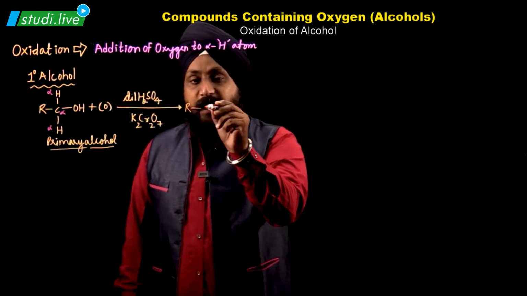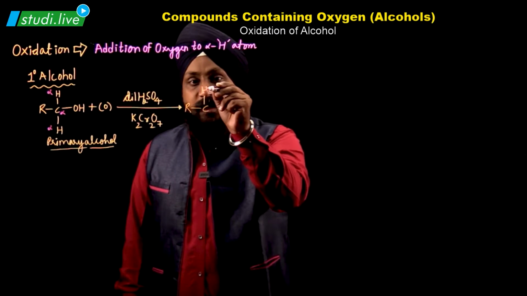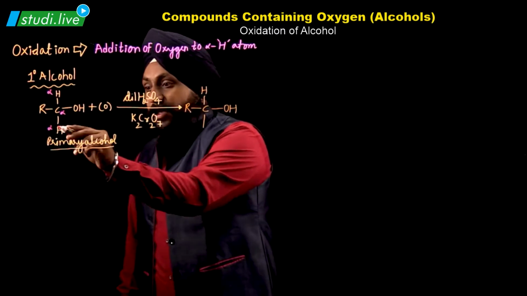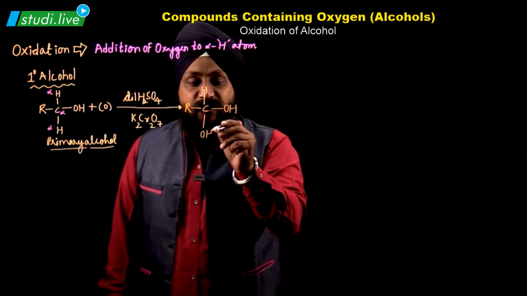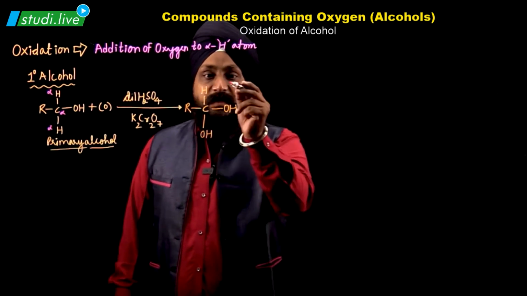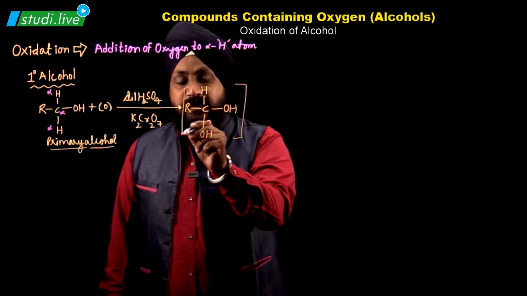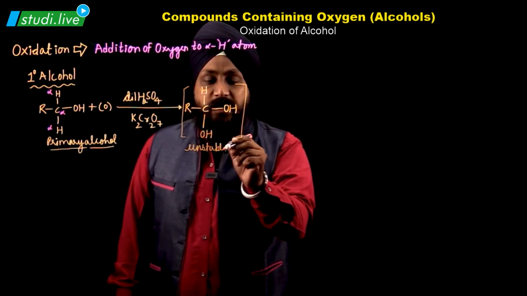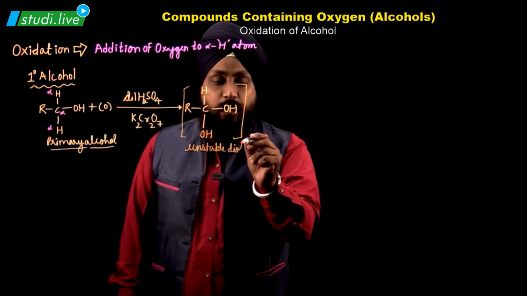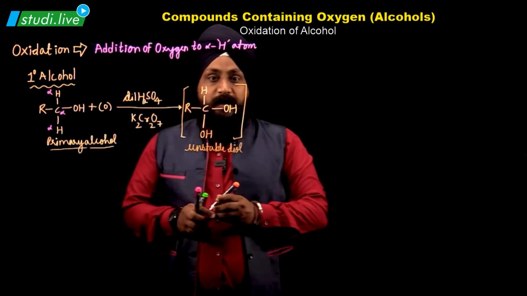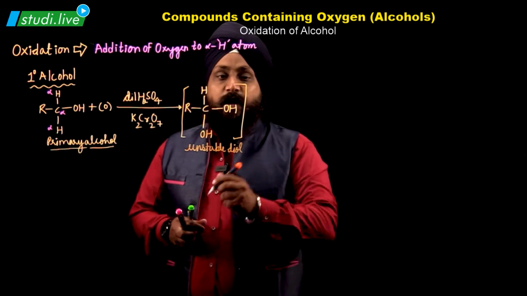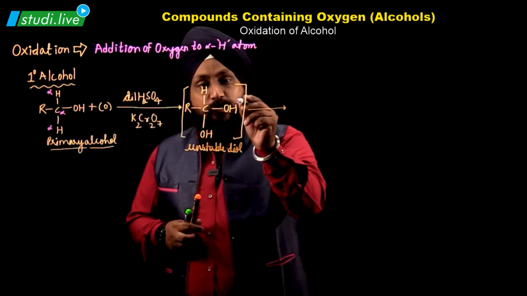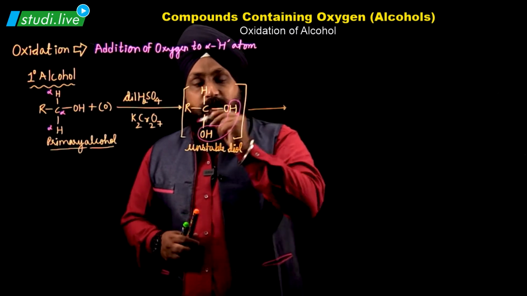So here it is R, C, here I am calling it H, here it is already OH, students. Here the O gets attached to this alpha hydrogen. I am going to call this my unstable diol. Students, you are going to write it as unstable diol. Now a water molecule will be lost over here.